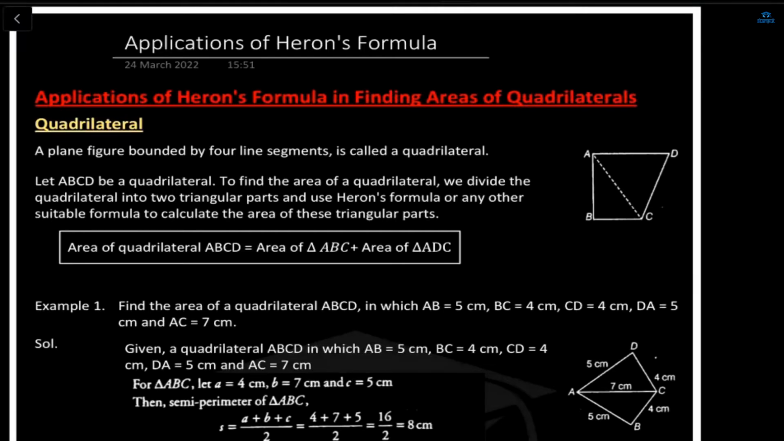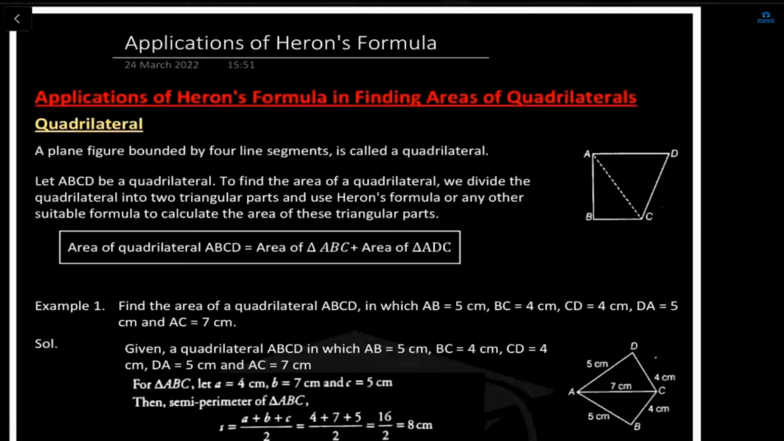Now, what is a quadrilateral? First, we should know what a quadrilateral is. A plane figure bounded by 4 line segments is called a quadrilateral. Now here you can see a diagram, a figure ABCD, and a dotted line is joining A to C. If we join A to C, then you can see there are 2 triangles. So can we find the area of this quadrilateral by finding the area of the 2 triangles and adding both the triangles' areas?